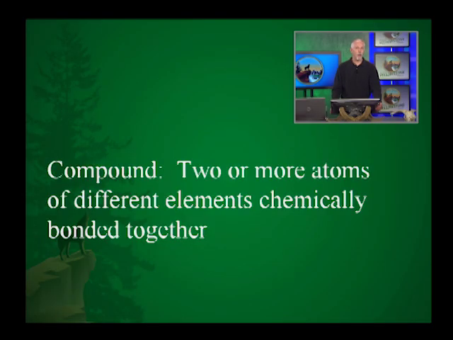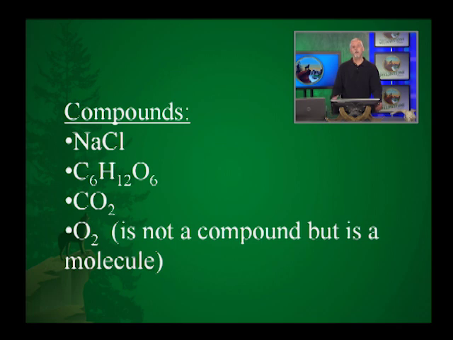Now, following up on that, when we look at bonding of different elements, we can refer to that as compounds. So a compound would be two or more atoms of different elements chemically bonded together. Some examples: sodium chloride would be an example of a compound. Glucose, we see carbon, hydrogen, oxygen. Those are different elements, so that would be a compound. Carbon dioxide, carbon, oxygen, that certainly would be a compound.